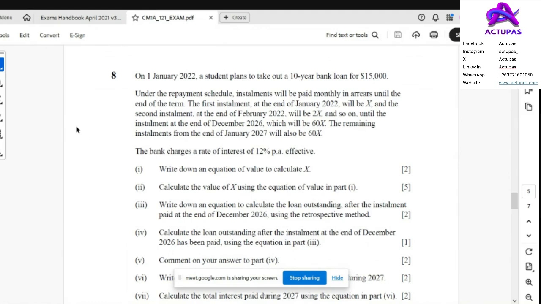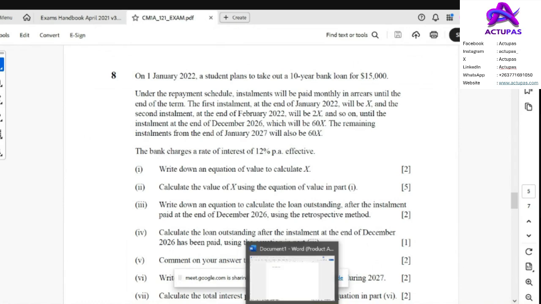So we want to calculate our X, the equation of value. And we've been told that this is a 10-year loan, and the first 5 years from 2020 to 2026 December, it's an increasing annuity. And then from there, it becomes level with installments of 60X.